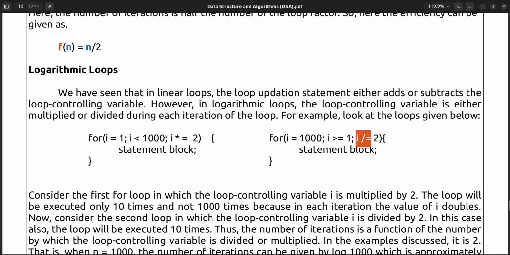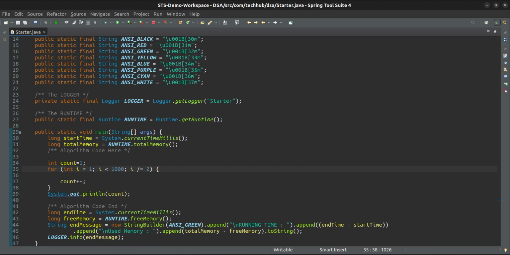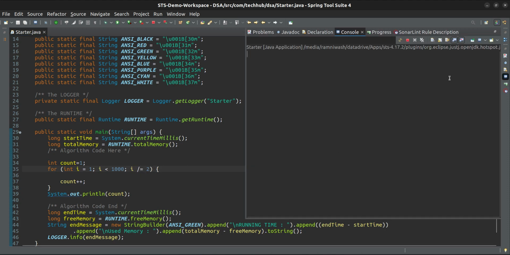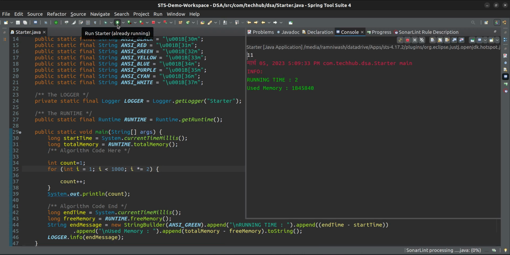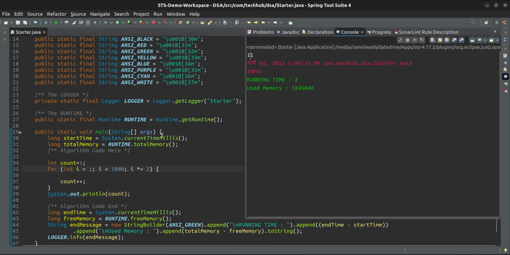Or i divided by 2. It's not executing even a single time. It's not executing, but in the multiplication case it is executing for 11 times. Yes, 11 times it is executing.